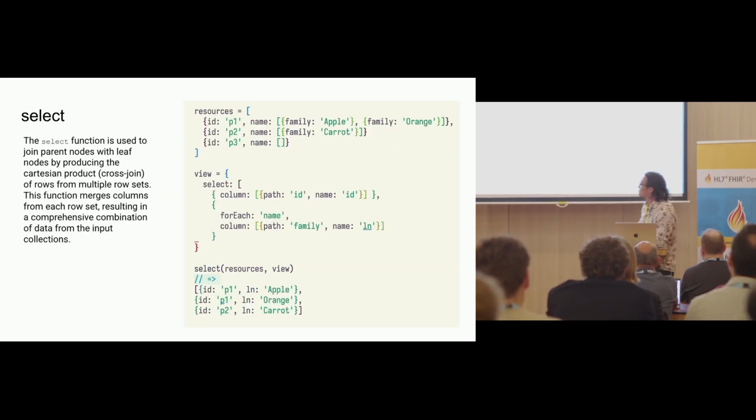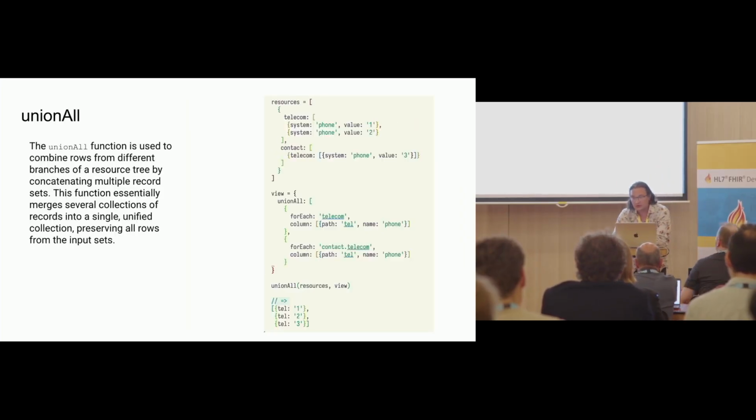And the select is usually used with the forEach because we want to add the patient ID to every name we unnested, and it's doing this lateral join. So strictly speaking, it is a lateral join. And that's how you can join the nested elements with the top-level elements. And the unionAll is quite trivial. So let's say you have multiple collections from the telecom and the contact telecom, and you want to join them into one table. You can just write two forEach, and then you just union them all.